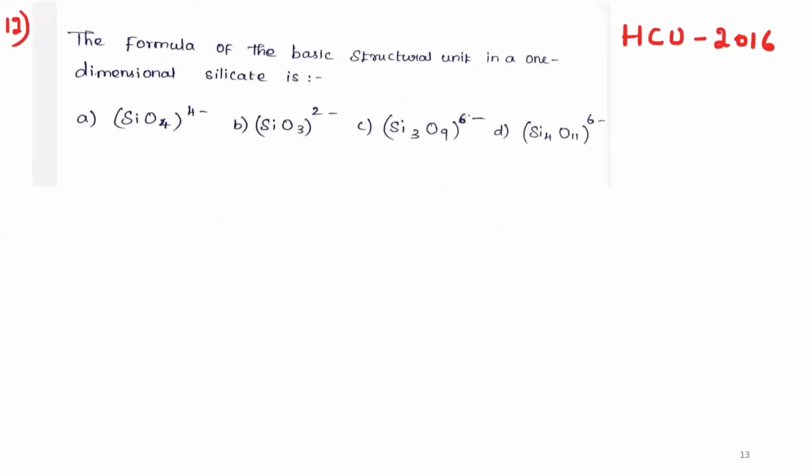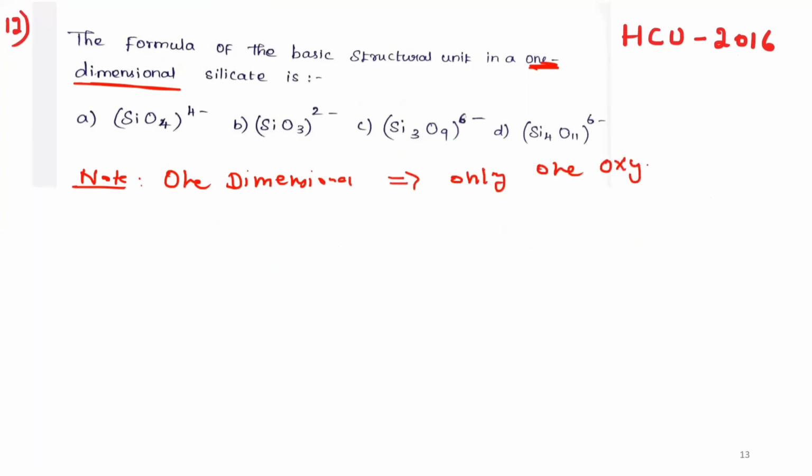The formula for the basic structural unit of one-dimensional silicate. Very important. Please note, what is meant by one-dimensional silicate? That means only the one oxygen chain. Now what is the answer? This is SiO3 2 minus. Now see, this is one silicon. This is one unit, SiO3.